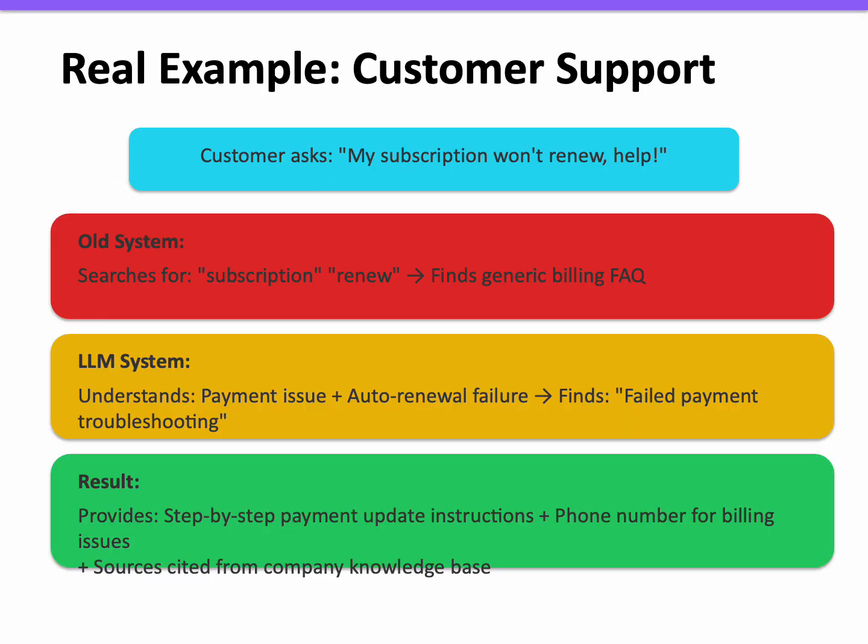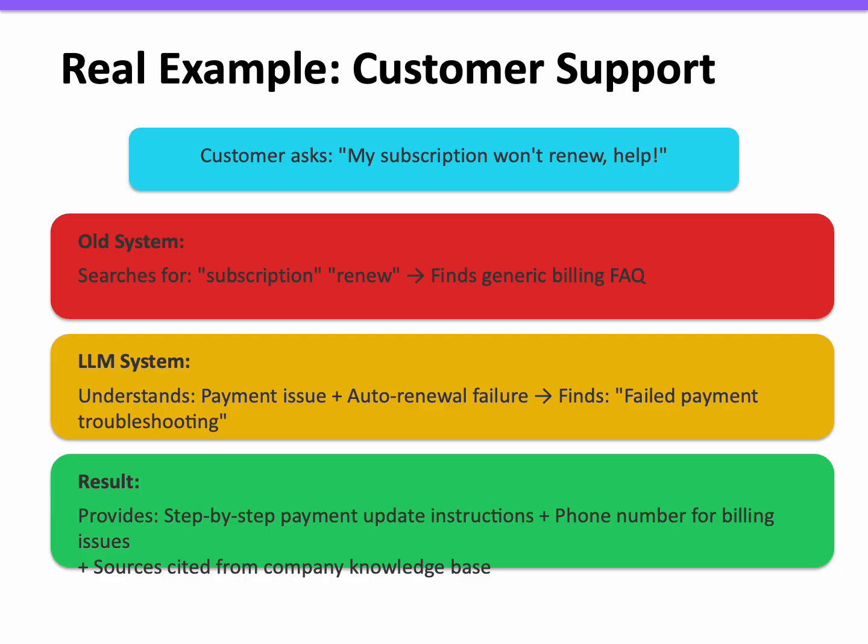Here's a real example, customer support. A customer asks, "My subscription won't renew, please help." The old system would search for subscription, renew, and then it would find some generic billing FAQ. I'm sure we've all had a similar experience, right? Maybe not with this exact thing, but something like that. The LLM system instead understands payment issue plus auto renewal failure, which is crazy to think about based off the old methodologies.